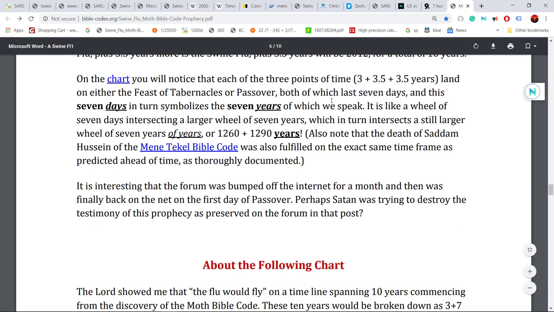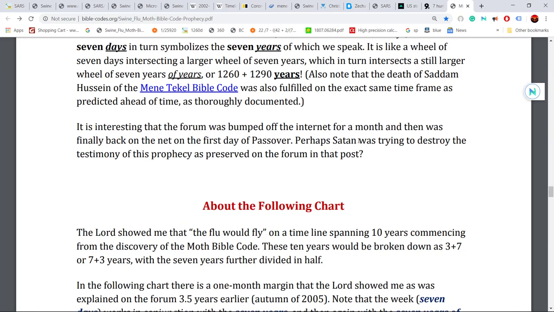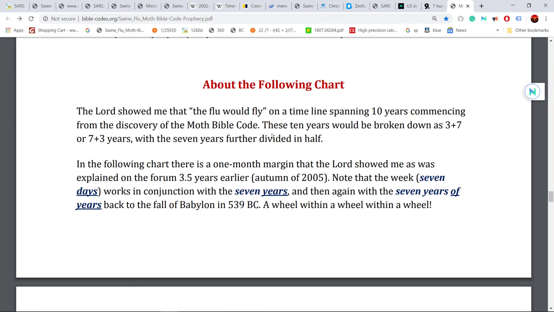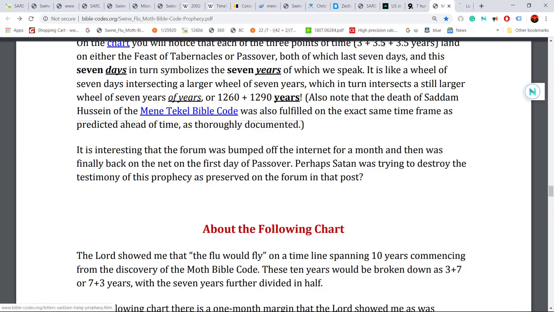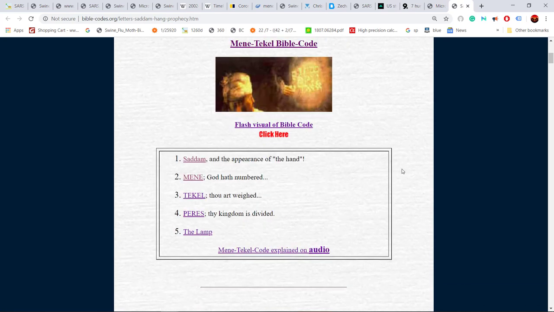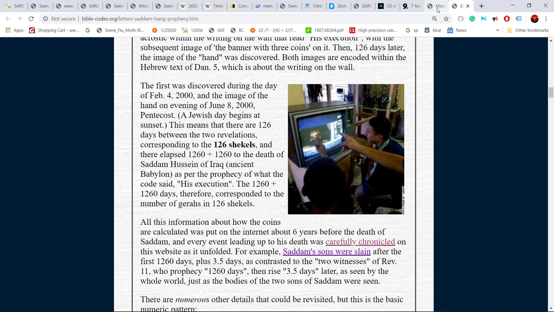On the chart, you'll notice that each of the 3 points land on either the Feast of Tabernacles or Passover, both of which last 7 days. So I'm trying to show you that it's 7 years, 7 days, 7 years of years. This is quite a complex thing happening here. And Saddam Hussein, his death was predicted as well in the Moth Code, the exact same day as well, ahead of time. But you can go read that in this post about the writing on the wall, the first one, the death of Saddam, and how the code predicted it ahead of time. And he had it posted on the forum and on the websites ahead of time before he actually died.